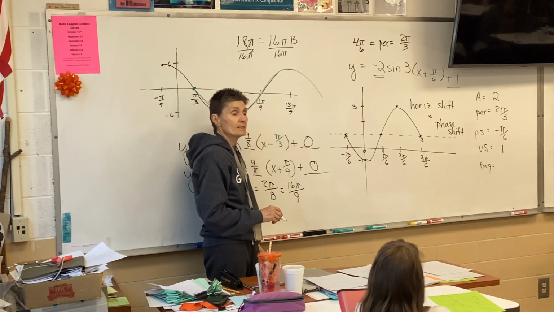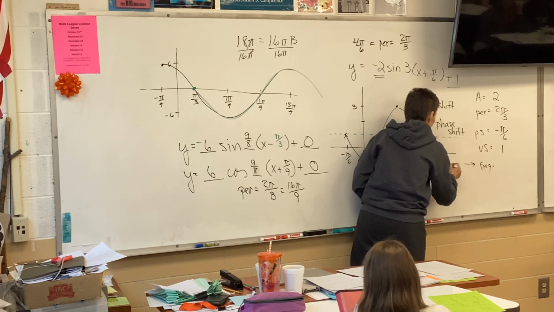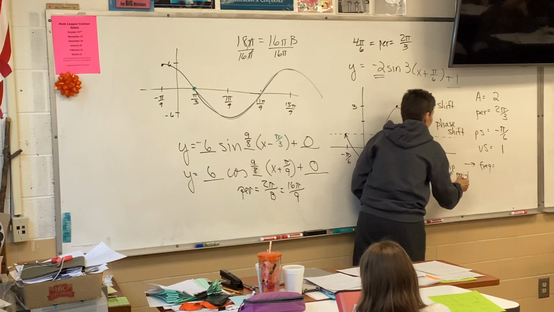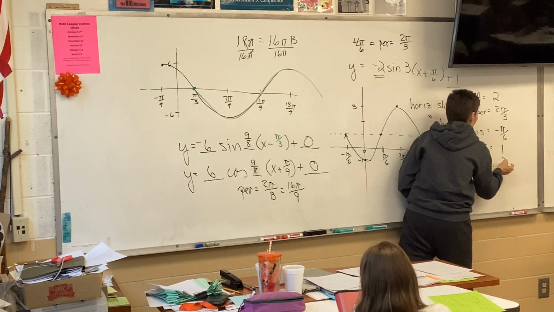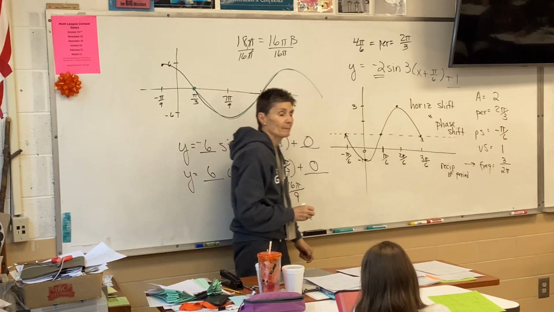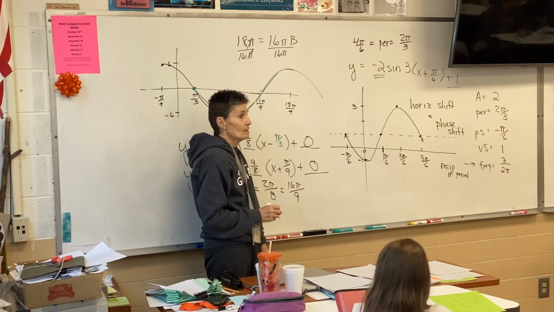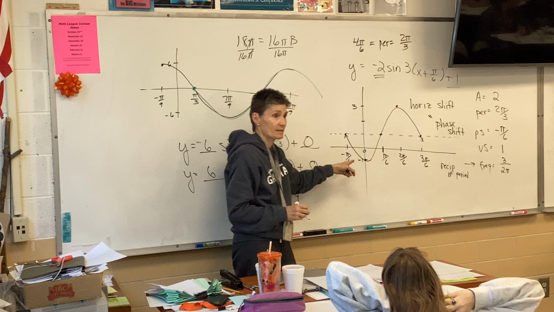Frequency is the reciprocal of the period. The period is 2 pi over 3, so our frequency is 3 over 2 pi. You get points for all that, but all that's easy once you've done this. This is the hard work.